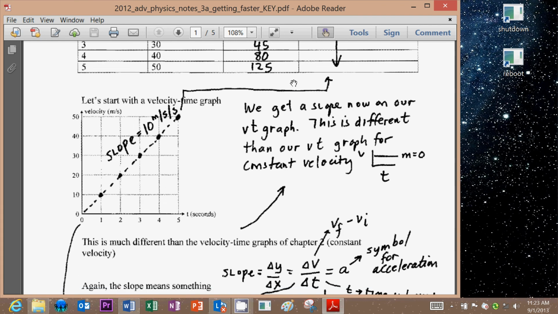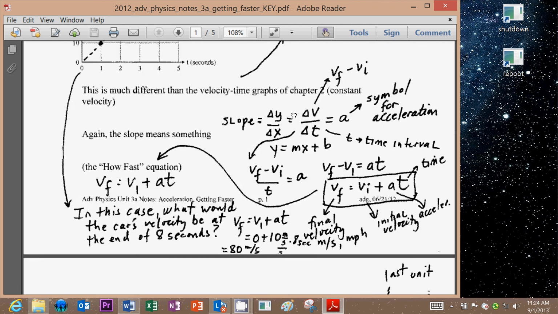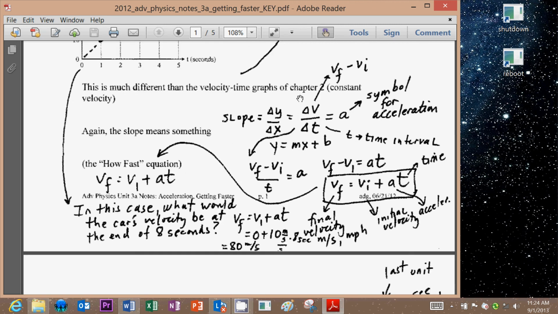Now, we started with a VT graph, and we had this car go from 10 to 20 to 30 to 40 to 50. In this case, it was meters per second. It could be miles per hour. But the velocity is changing 10 units of velocity every second. So we got a slope of 10. And kids, that's what the acceleration really is. It's the slope of a VT graph. And we were able then to come up with this how fast equation. This how fast equation then is VF equals VI plus AT.